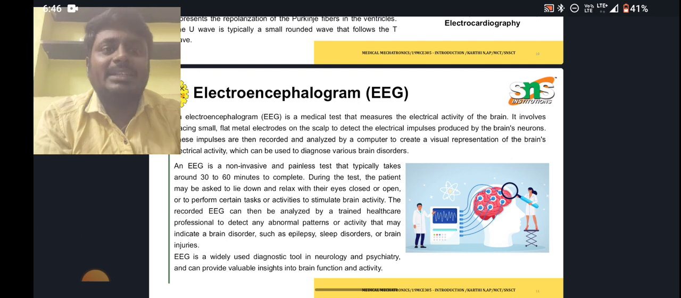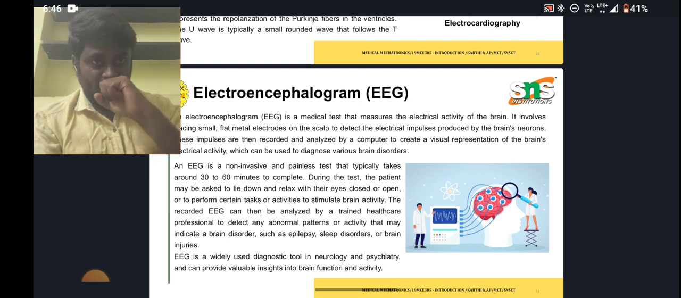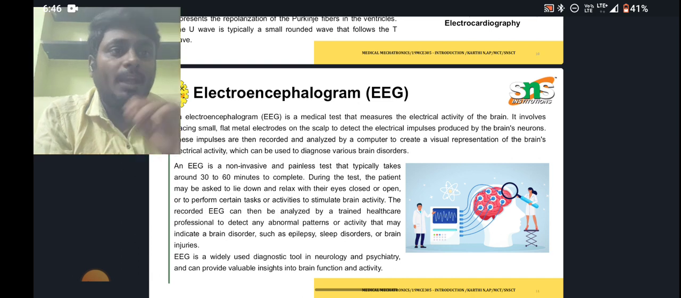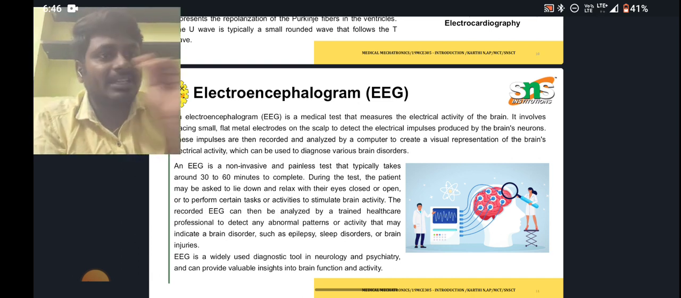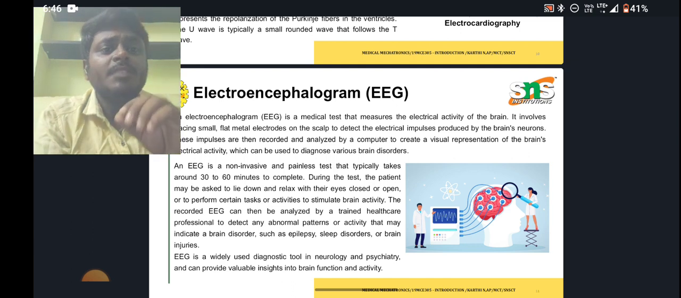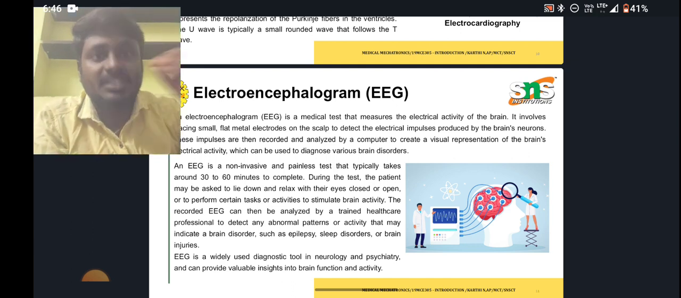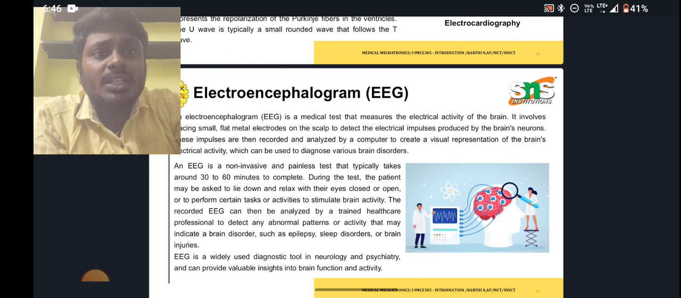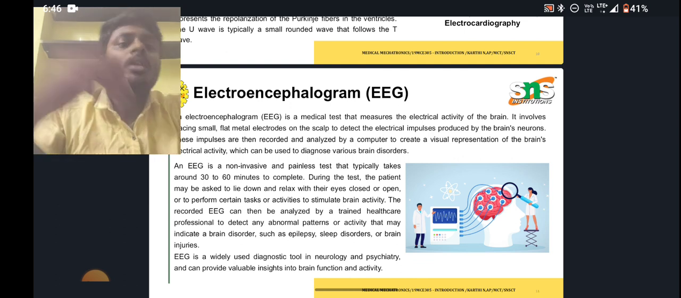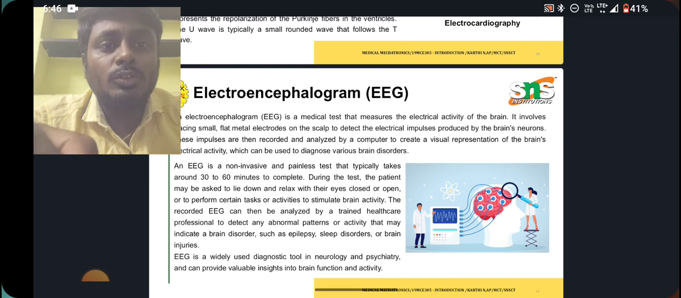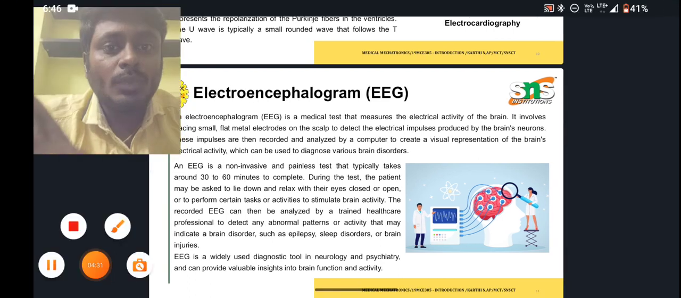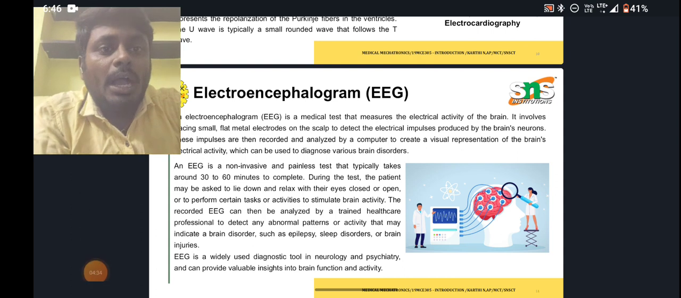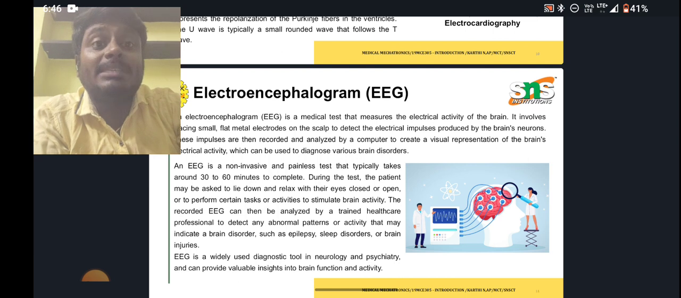These impulses are then recorded and analyzed by a computer to create a visual representation of the brain's electrical activity, which can be used to diagnose various brain disorders. An EEG is a non-invasive and painless test that typically takes around 30 to 60 minutes to complete. During the test, the patient may be asked to lie down and relax with eyes closed or open, or to perform certain tasks or activities to stimulate the brain activity.